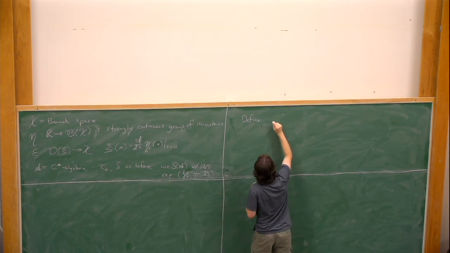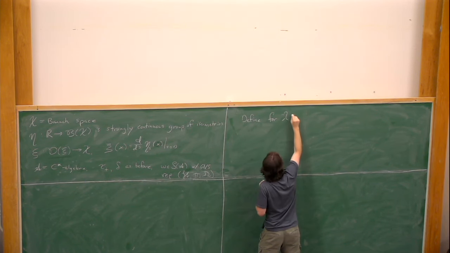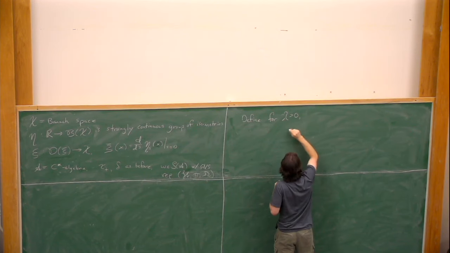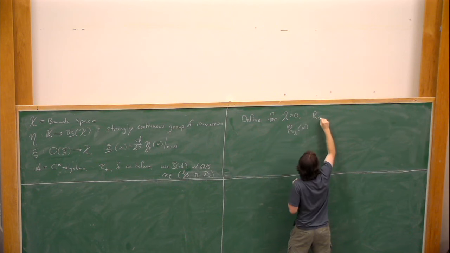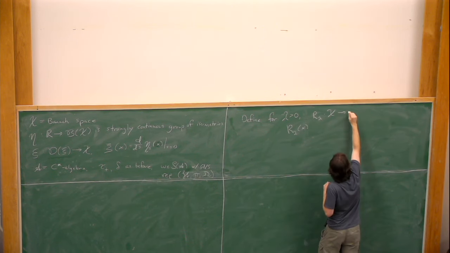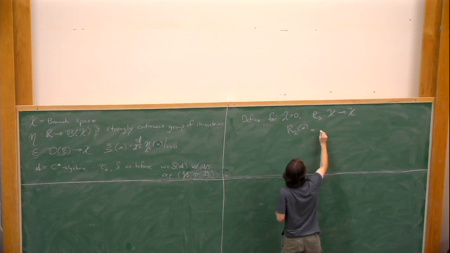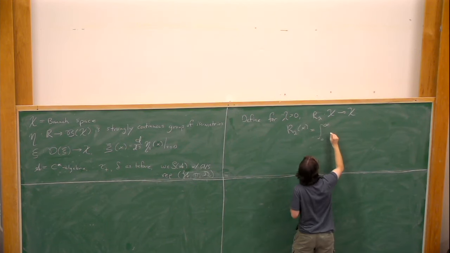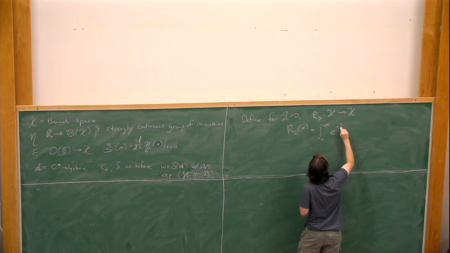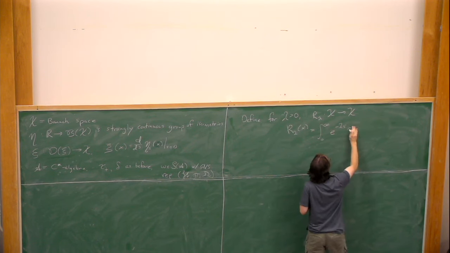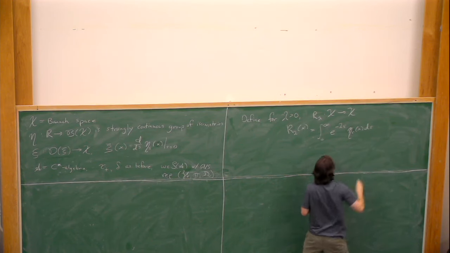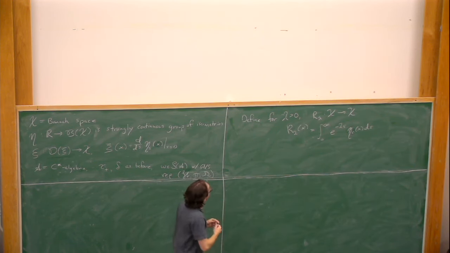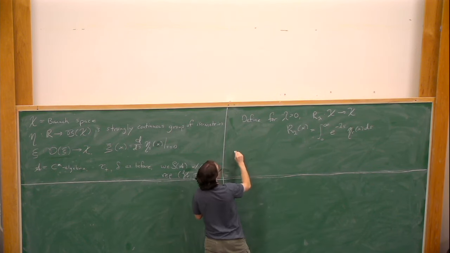So I'm going to define an operator for lambda greater than 0. We're going to have R lambda of x. So R lambda is a function from the Banach space to itself. And R lambda of x is going to be a Laplace transform. So it's the integral from 0 to infinity of e to the minus lambda s, with respect to eta s of x, ds. OK. This is called a resolvent, and you'll see why in a second.